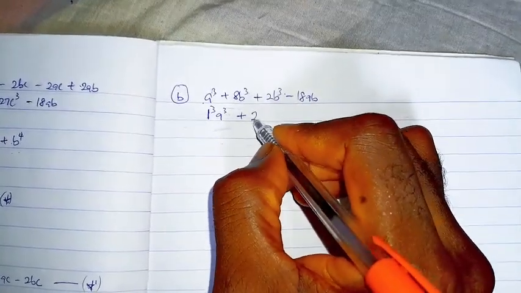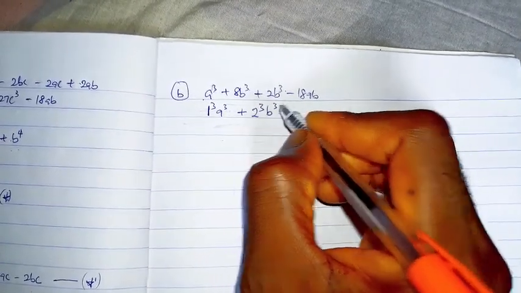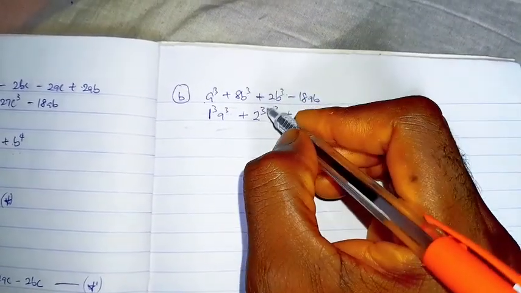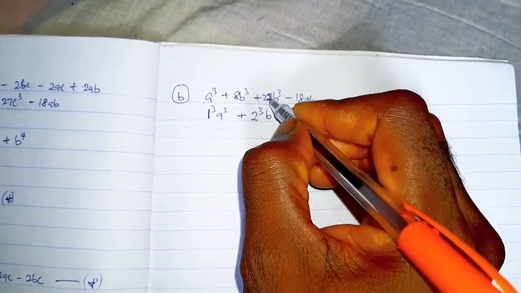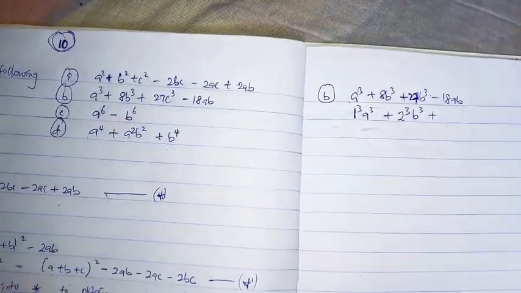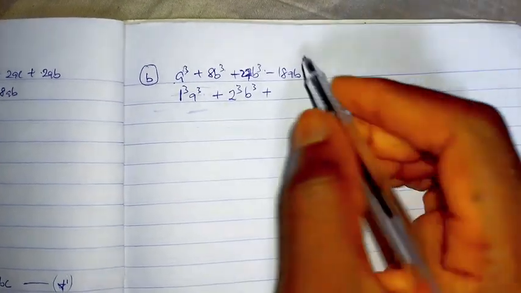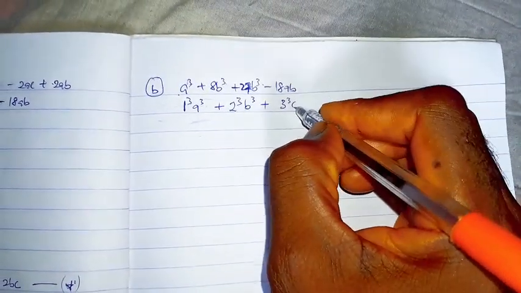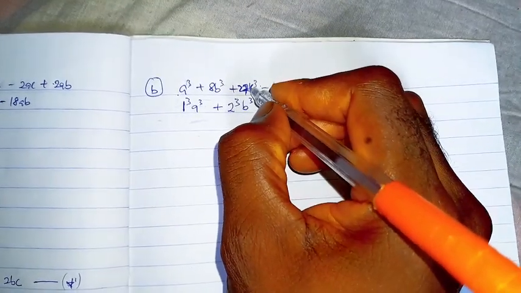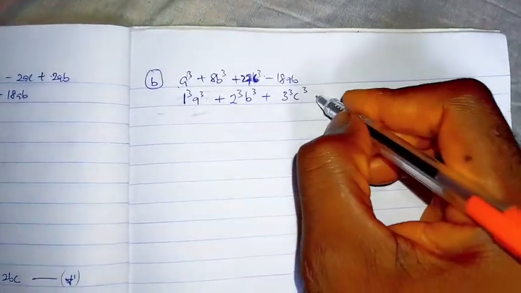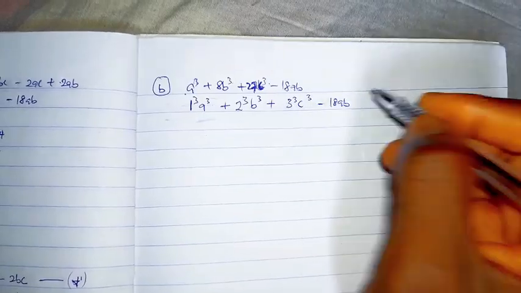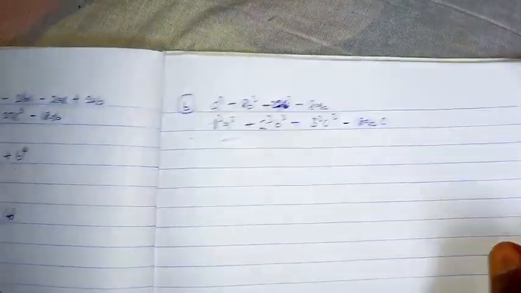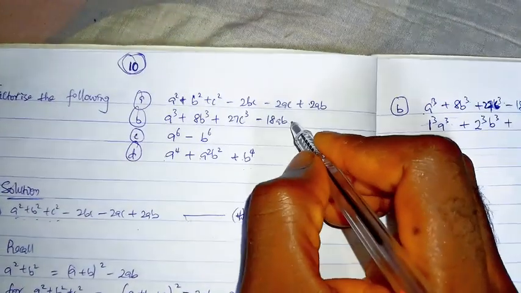8 is the same thing as what? 2 raised to power 3, b raised to power 3. Then plus, this is 27, sorry, for my question here. Okay, so this is 27. So that's the same thing as what? 3 raised to power 3. This should be c raised to power 3. Then minus 18abc, actually. Minus 18abc.